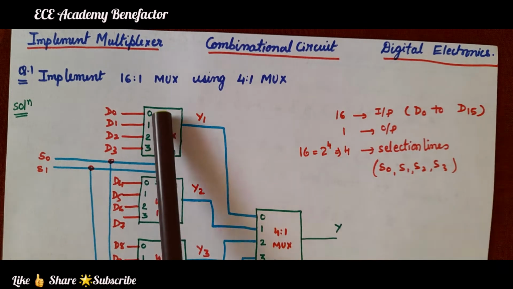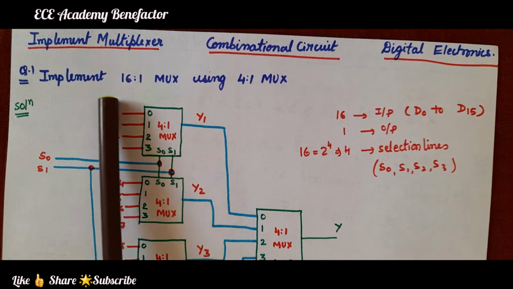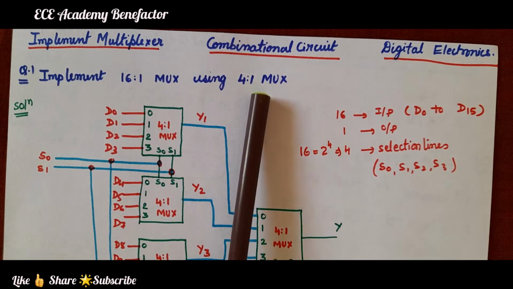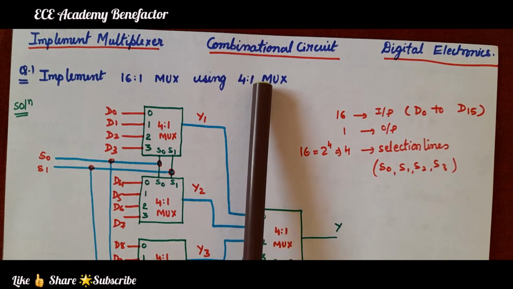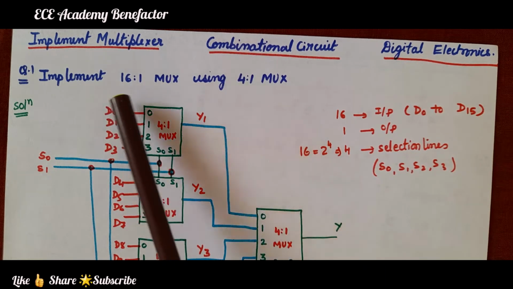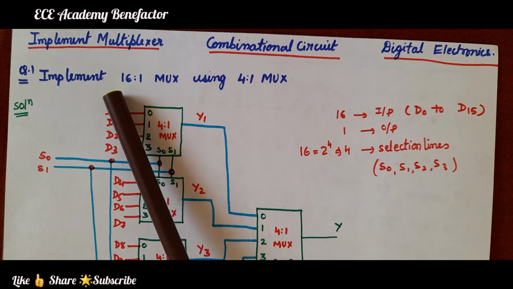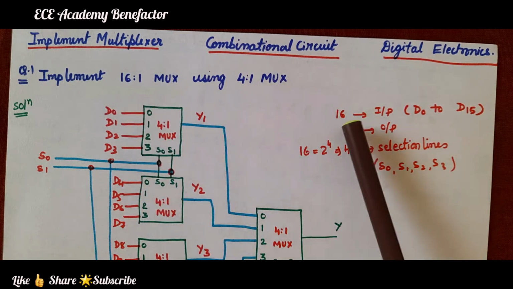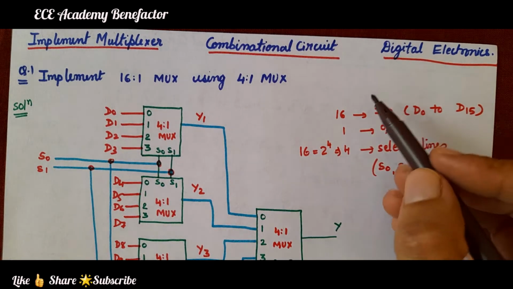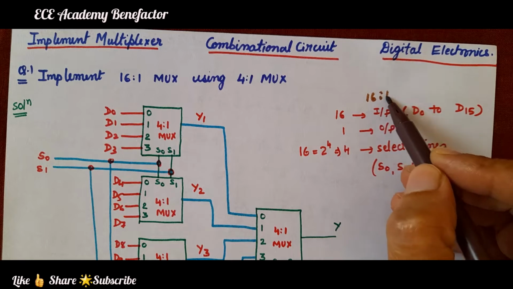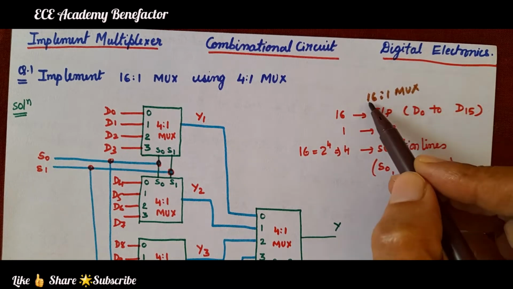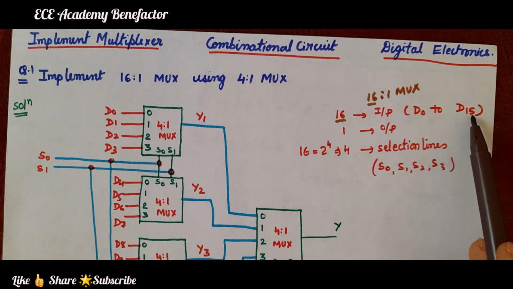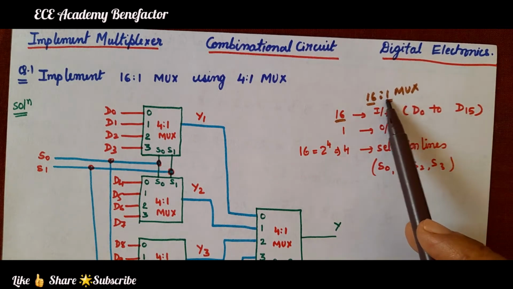Coming to the first question, the first problem is implement 16:1 mux using 4:1 mux. Using 4:1 mux, we have to implement 16:1 mux. So, before the start of the problem, you must understand 16:1 mux will have 16 inputs, that is from D0 to D15, and it is having one output.